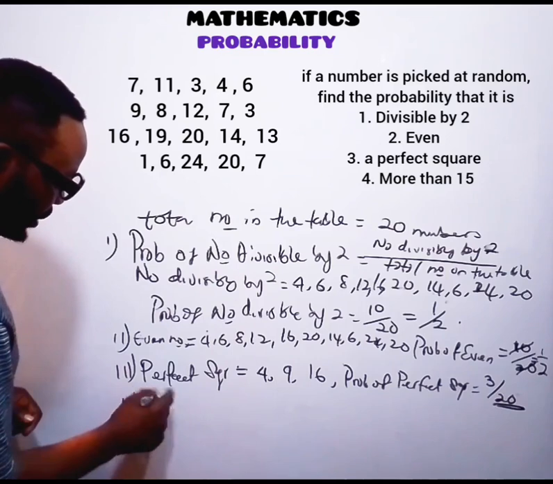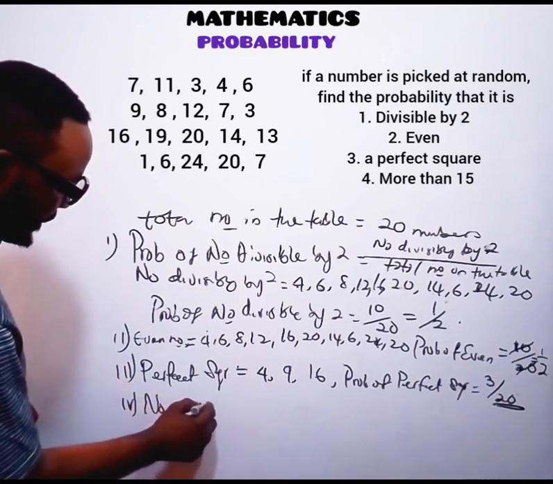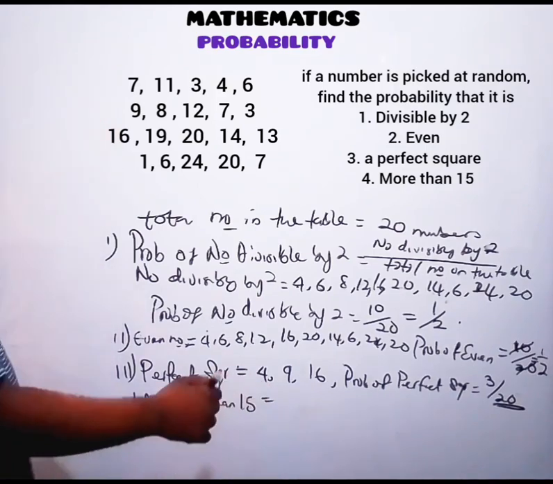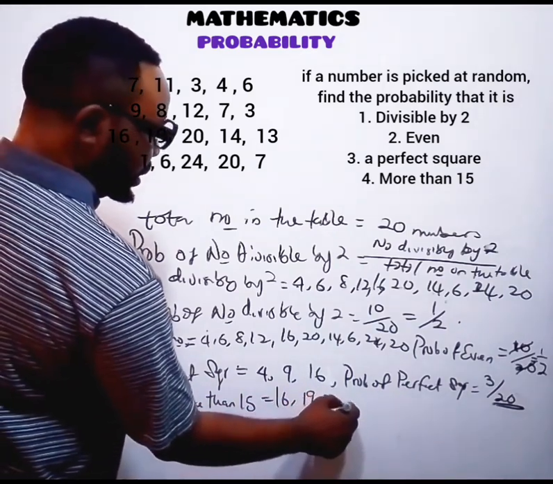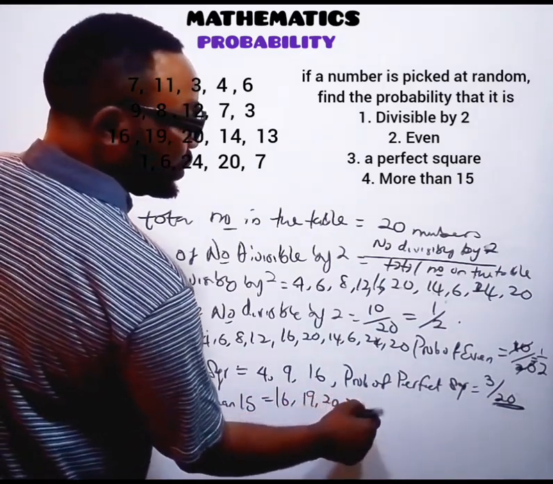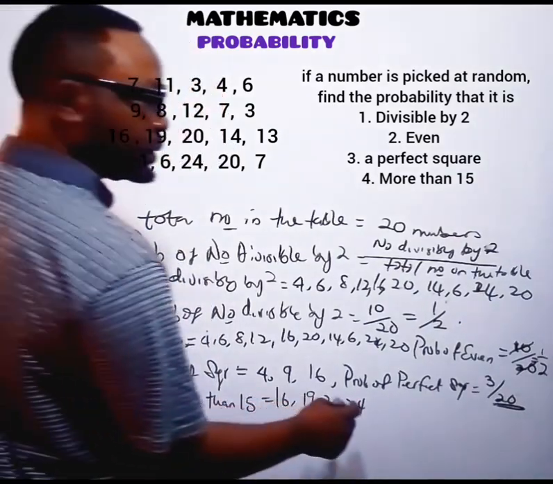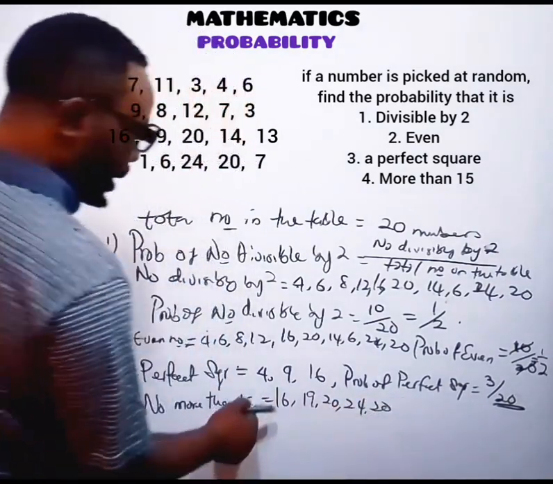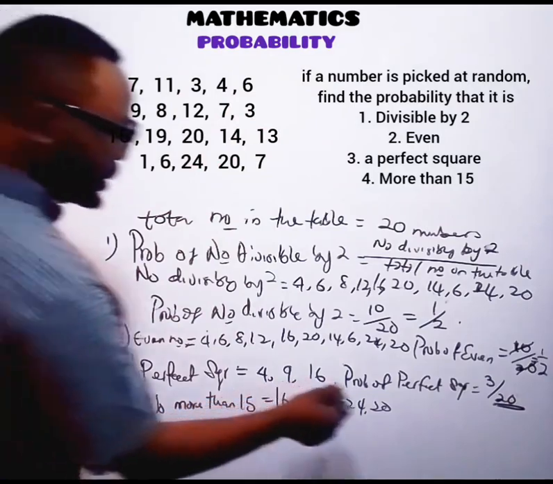Numbers, probability of obtaining numbers more than 15. Numbers more than 15 are 16, 19, 20, 24, and 24, and 20 again. How many numbers? 1, 2, 3, 4, 5. According to the table, those are the numbers we have there.